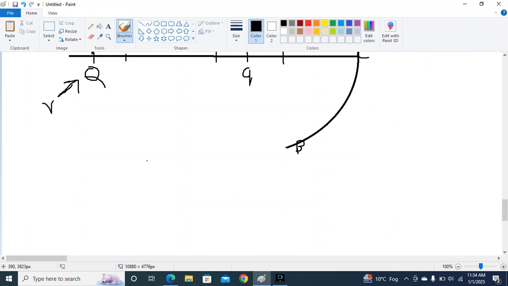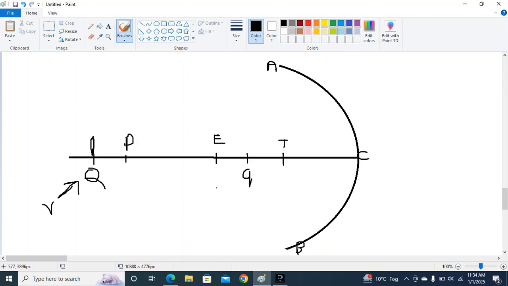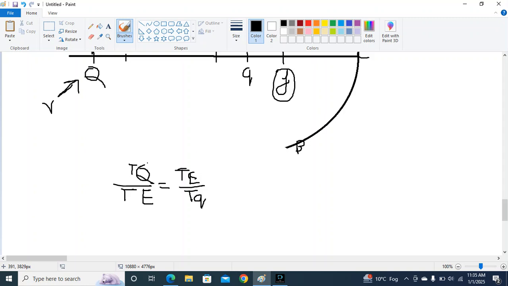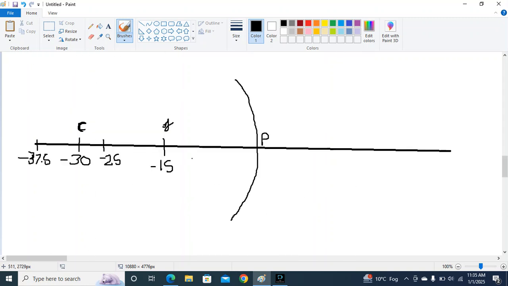The ratio was, I am again writing it, TQ upon TE equals TE upon Tq. This was the ratio. Now what this is saying is that T, E is the center here. So what will be T? It will be the focal point. So from the focal point to the point Q, which is our image distance, let me find it first.